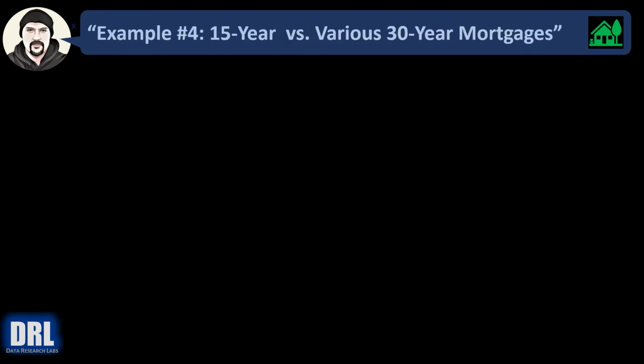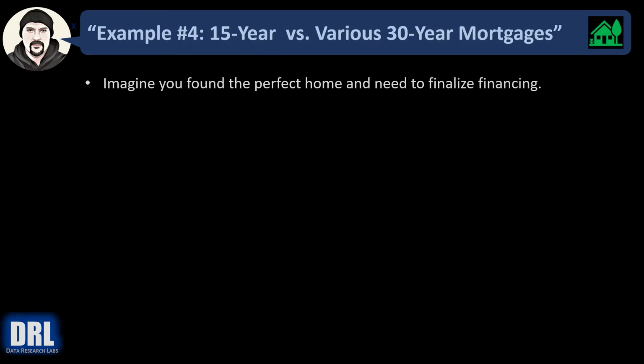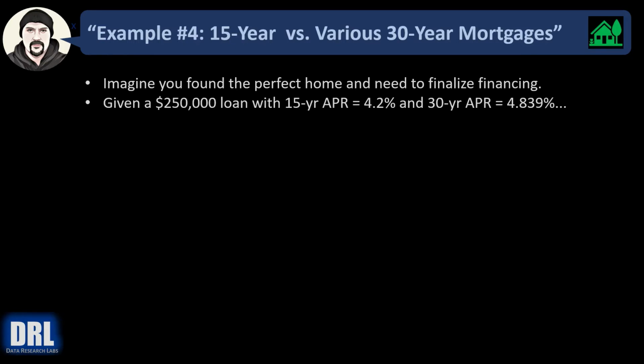Example number 4, comparing a 15-year mortgage versus various 30-year mortgages. Imagine you found the perfect home and you need to finalize your financing. And so the lender's asking you, given the $250,000 loan, you have a choice of a 15-year that has an interest rate of 4.2% or a 30-year which has a bit higher interest rate of 4.839%.